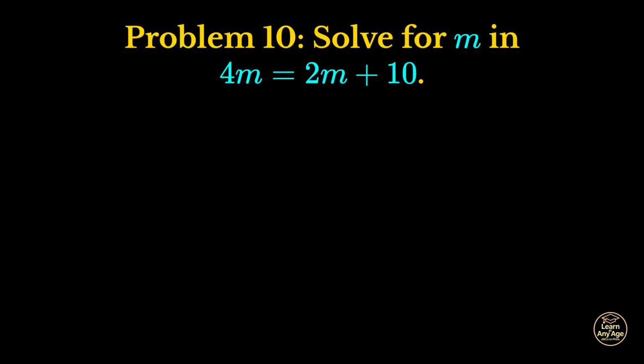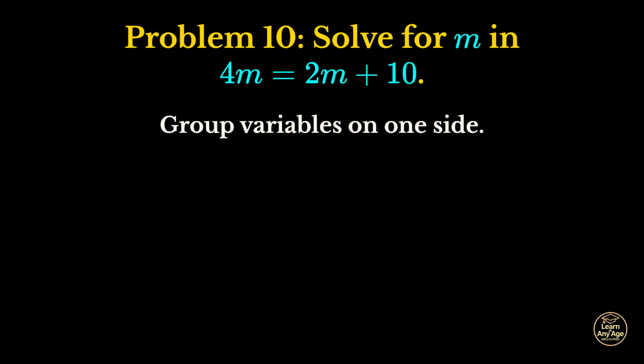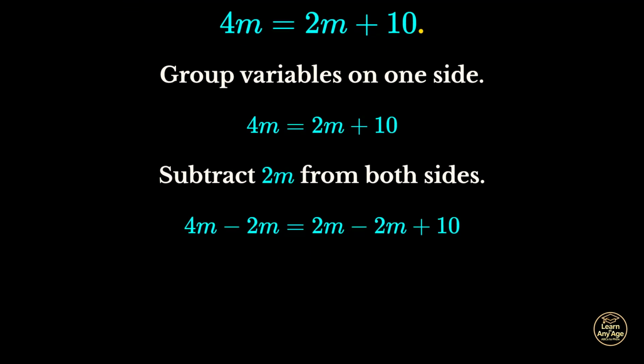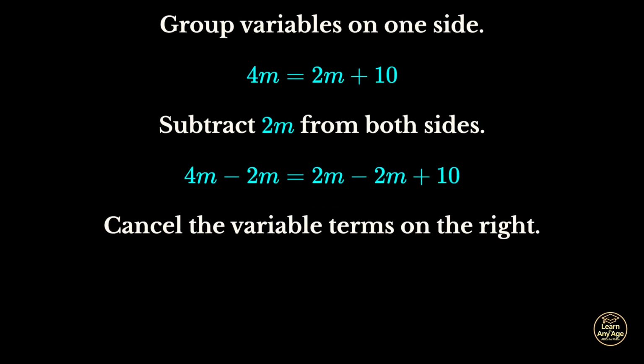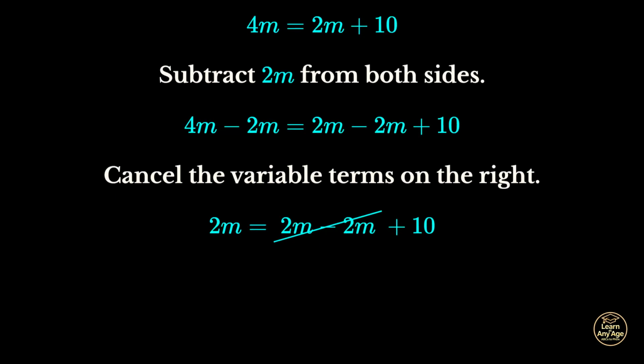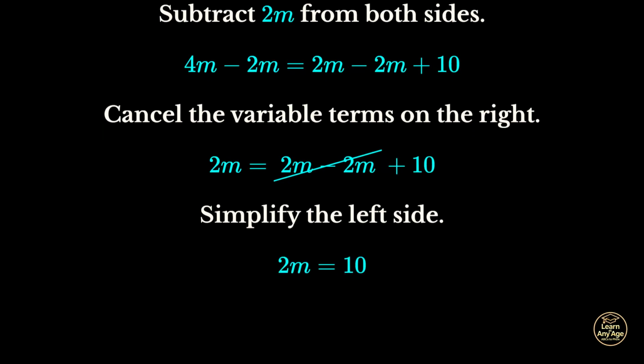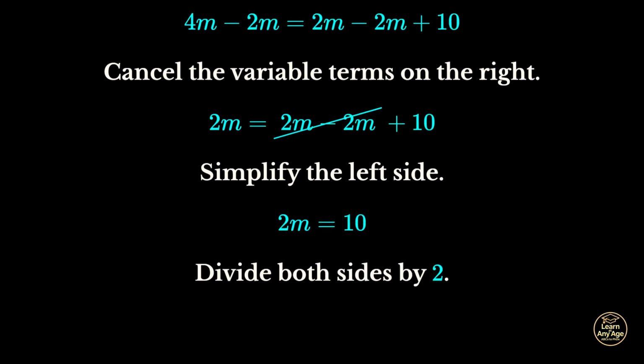Problem 10, solve for m in 4m equals 2m plus 10. Group variables on one side. Subtract 2m from both sides. 4m minus 2m equals 2m minus 2m plus 10. Cancel the variable terms on the right. 2m equals 2m minus 2m cancelled out plus 10. Simplify the left side. 2m equals 10.